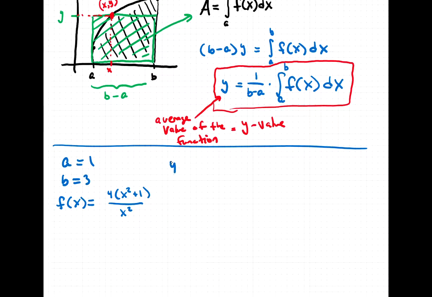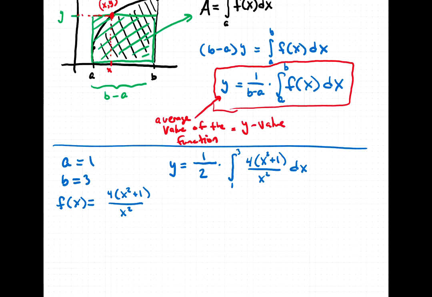So the average value of the function should equal 1 over b minus a, which in this case is 1 over 2. 3 minus 1 is 2, so it's 1 over 2, times the integral from a to b, so from 1 to 3, of the function 4x squared plus 1 over x squared dx. Well, before we integrate this, let's simplify this sum so we have an easier process doing the integration.